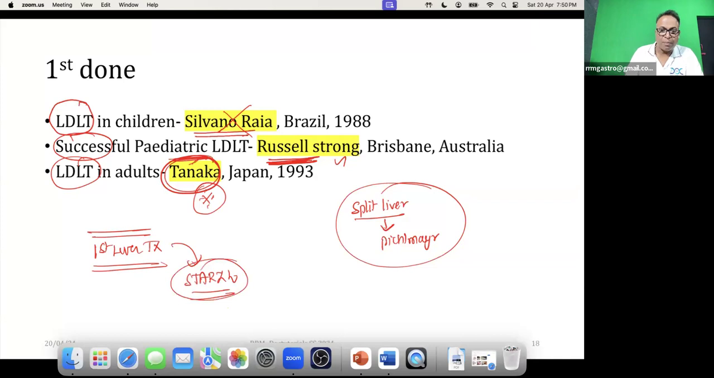Split liver transplant, you remember as Pichel Mayer. Pichel means splitting, in Tamil it is splitting. So Pichel Mayer divided the liver. Tanaka did the live donor transplant in adults. A strong person, Russell Strong, did the successful pediatric liver transplant.